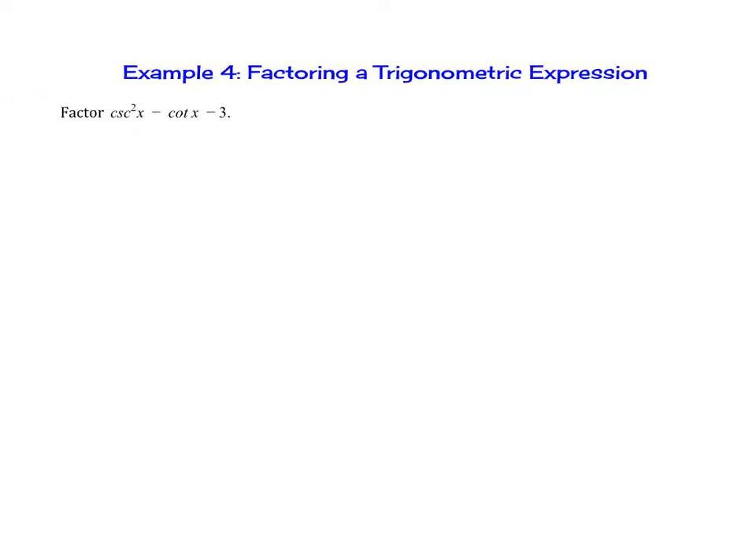So let's factor this trig expression. We have cosecant squared of x minus cotangent of x minus 3. We have two different trig functions, and we want to write it as just one type. We have cotangent and cosecant, so this should remind us of the Pythagorean identity, 1 plus cotangent squared of theta equals cosecant squared of theta. Since we have a cosecant squared here, we can just change it to 1 plus cotangent squared of theta. So let's do that.